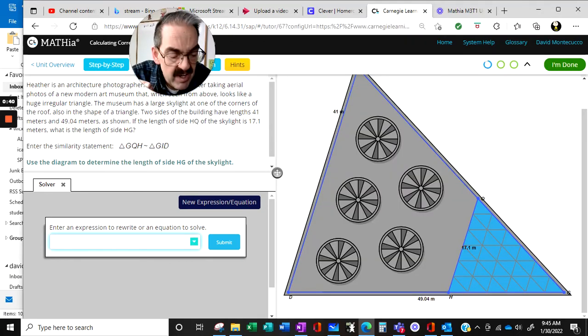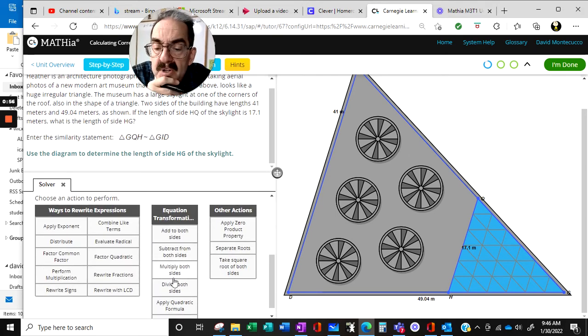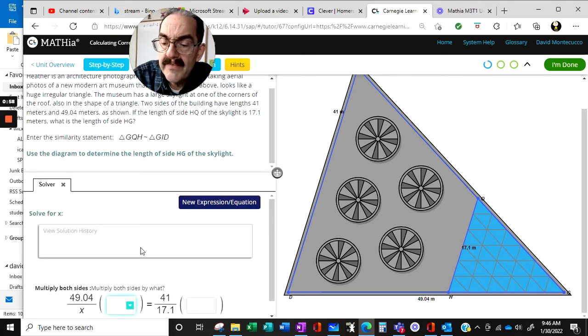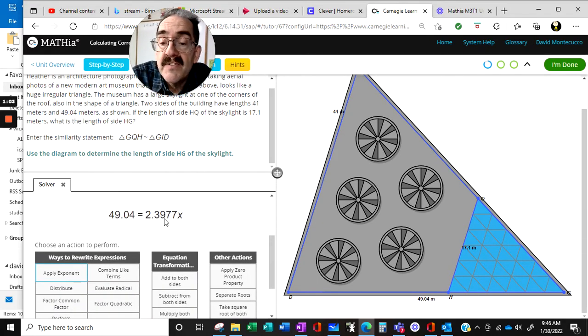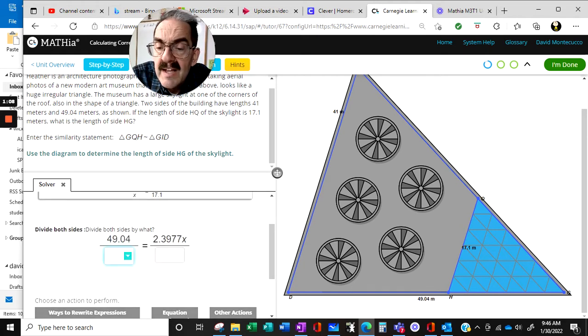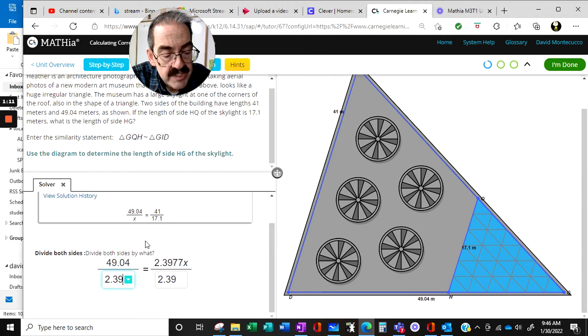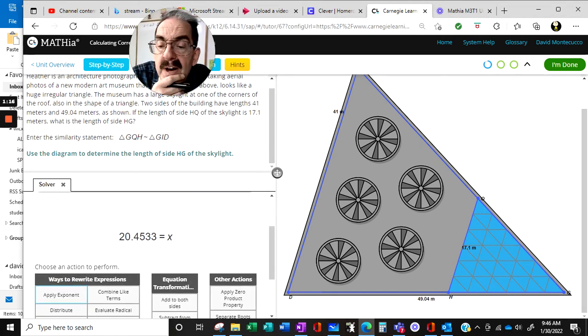So we're going to have 41 goes to the 17.1 as 49.04 goes to X. Okay, and now we're just going to use our solver tool here. So I think the first thing we want to do is multiply both sides by X. And we'll get rid of that and bring it over there. Now we just have to divide by the 2.3977. And X is going to be 20.4533.